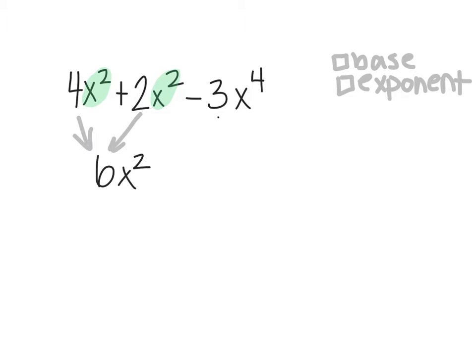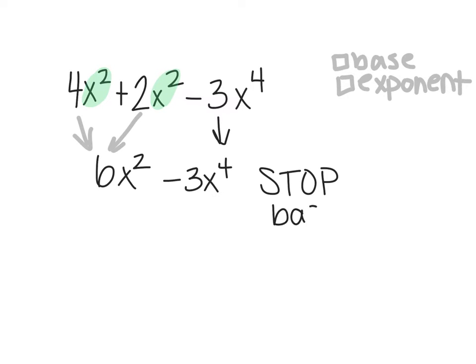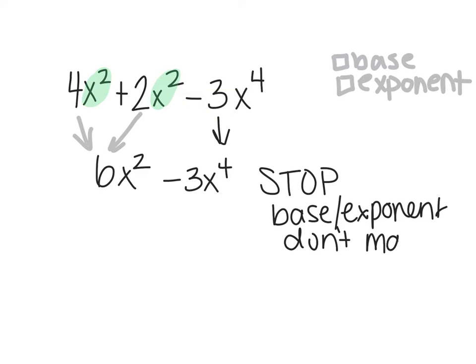And then this negative 3x to the fourth, I'm going to bring down the whole thing because I didn't combine it, but it's still part of the problem. So now my base and my exponent, they don't match anymore. I have x squared and x to the fourth, so this is when I'm going to stop. And that's because my base and exponents they don't match. They need to match in order to add or subtract.